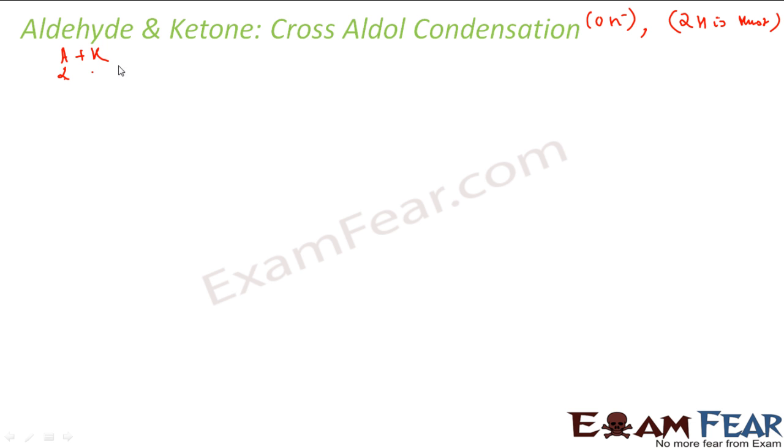So let's see this reaction. For example, I have CH3COH plus CH3CH2COH. Now if you see, alpha hydrogen is there, alpha hydrogen is there, both have alpha hydrogen. So it will give you 4 different products. 4 different products actually. How?